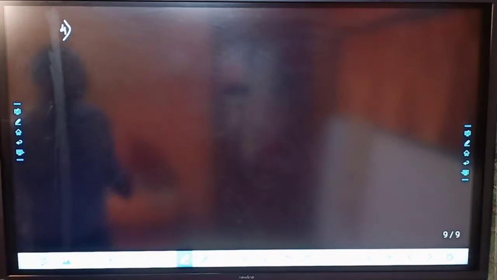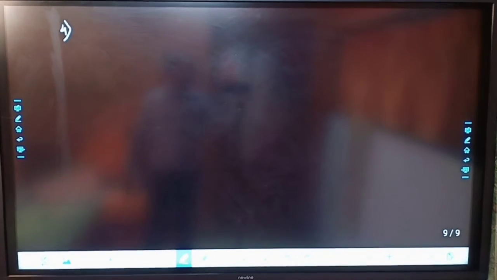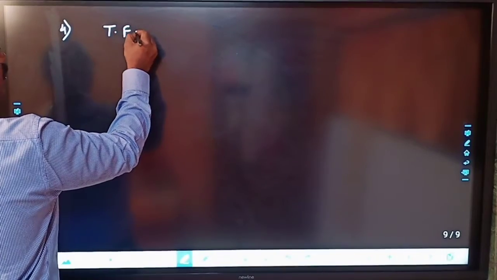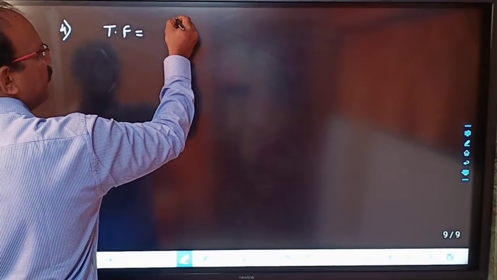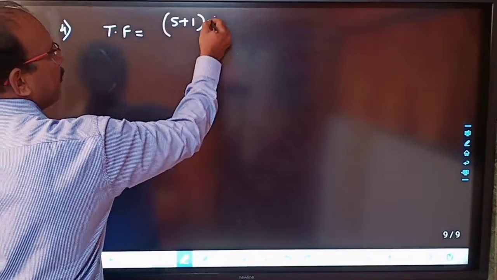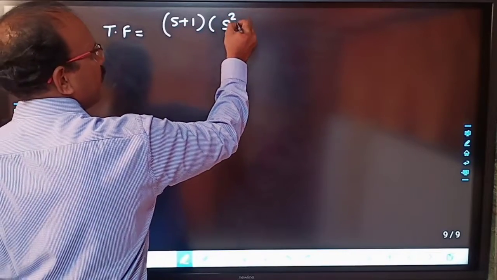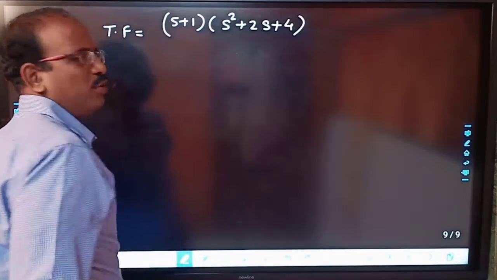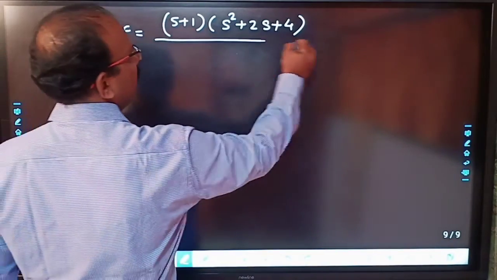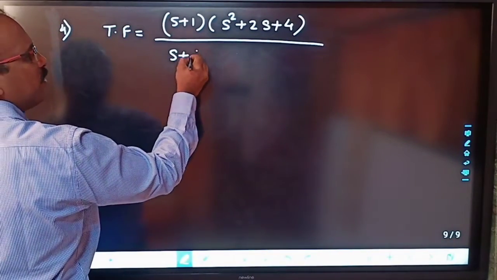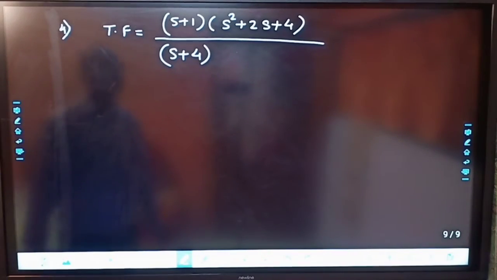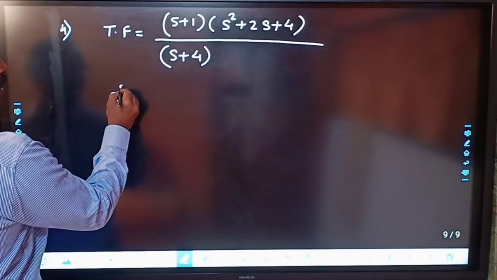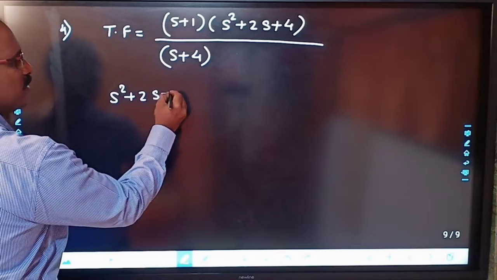Fourth example. I say the transfer function equal to s plus 1 over s square plus 2s plus, I say, something bigger value so that I get complex roots. Okay, here s plus 4 only, enough, correct? So getting the root here is very easy. What about this? I want to solve this. I want to find the roots of s square plus 2s plus 4.